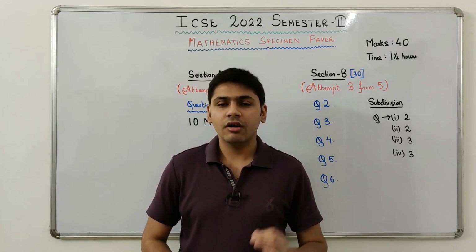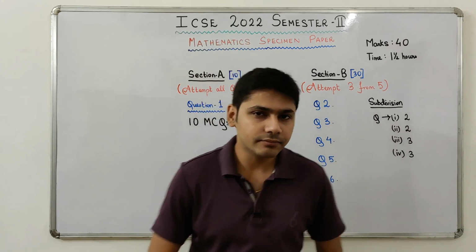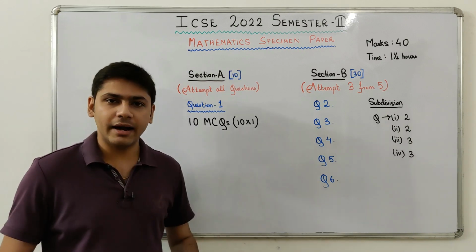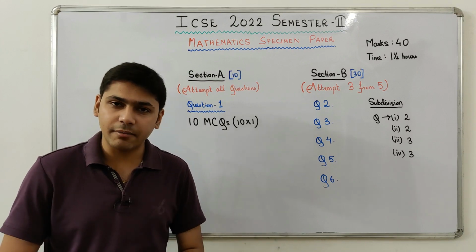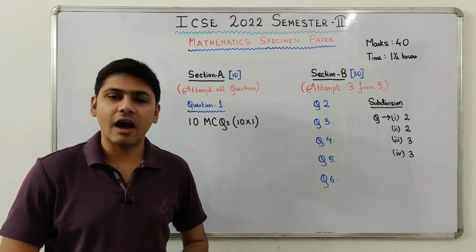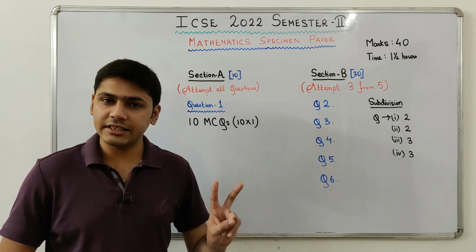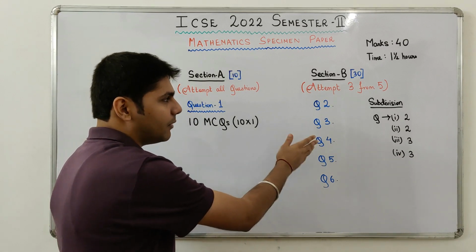Without further ado, first let's begin with the question paper pattern. ICSE 2022 Semester 2 Mathematics. Guys, the question paper will be of 40 marks and you will get 1.5 hours to solve it. The question paper is divided in two sections. Section A 10 marks and Section B 30 marks.